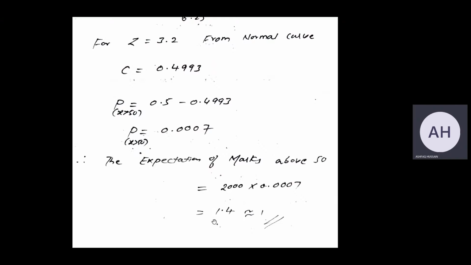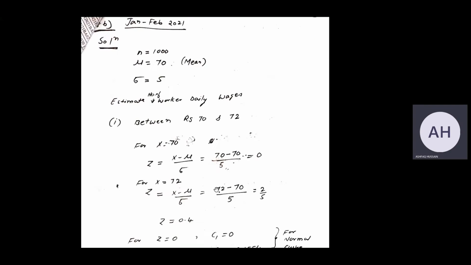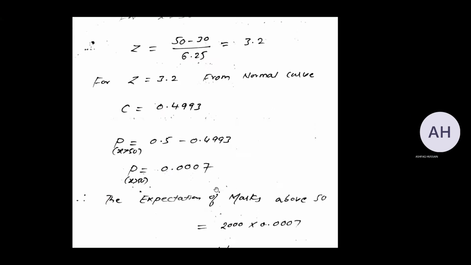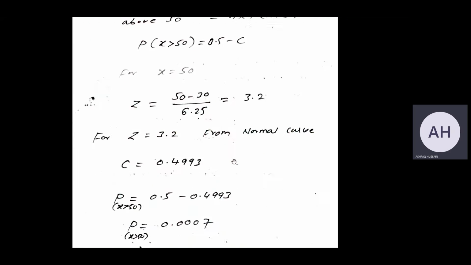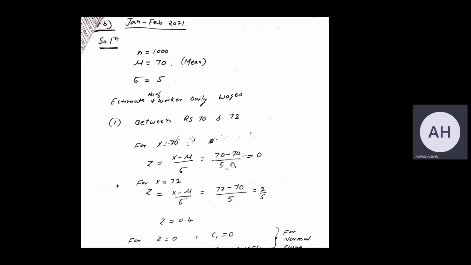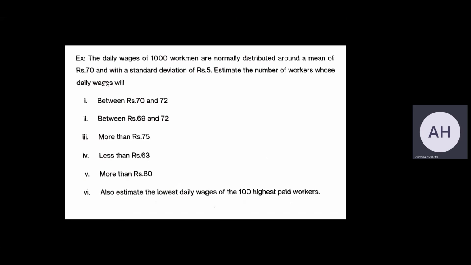So nearly one student only got more than 50. So this completes the question. I hope it is clear to all. So this is one example. Now I'm taking an exam question. In the previous academic year, this question was asked for 14 marks. Just see how many bits: 1, 2, 3, 4, 5, 6. So it is a similar question with different varieties.